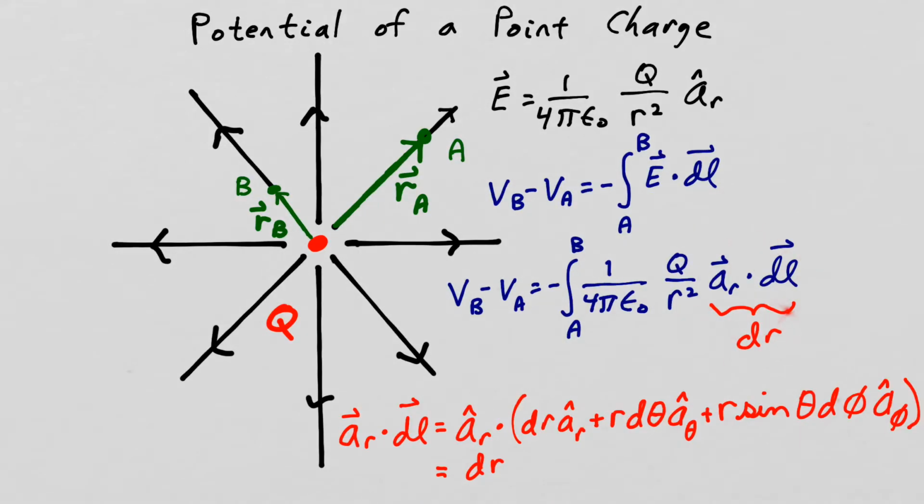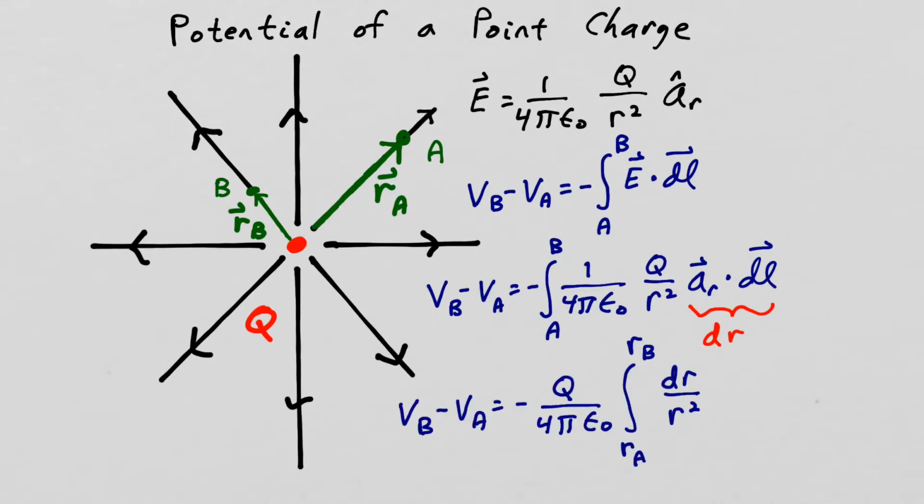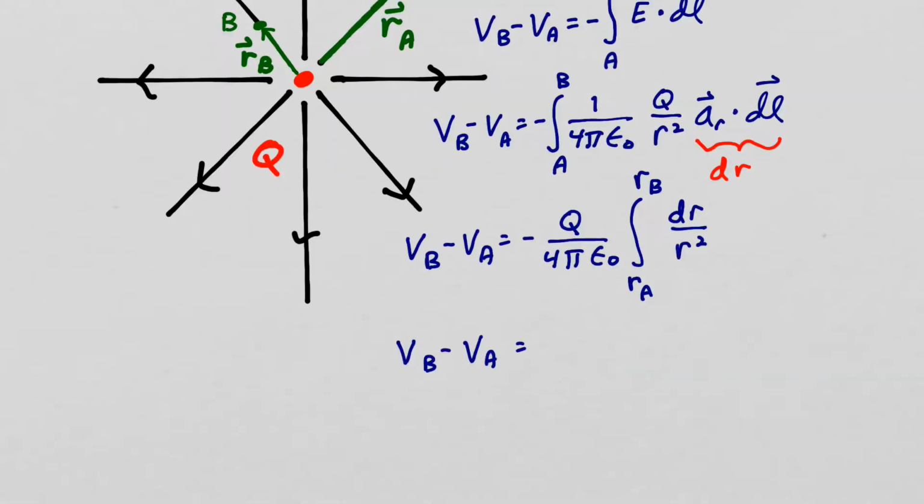So with this substitution and pulling out the constants to the left of the integral, we have minus Q over 4 pi epsilon sub 0, the integral of dr over r squared. At location A, r has the value r sub A, and at location B, r has the value r sub B. So our limits of integration become r sub A and r sub B. The integral of dr over r squared is minus 1 over r, so this becomes Q over 4 pi epsilon sub 0 r evaluated at r sub B and r sub A.